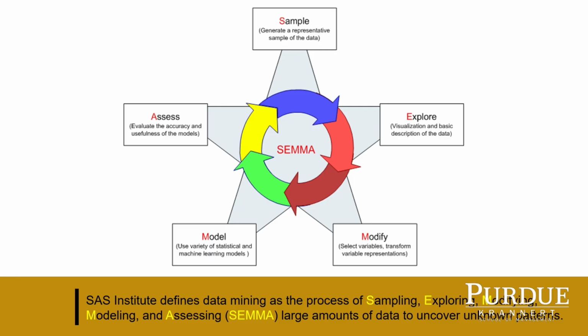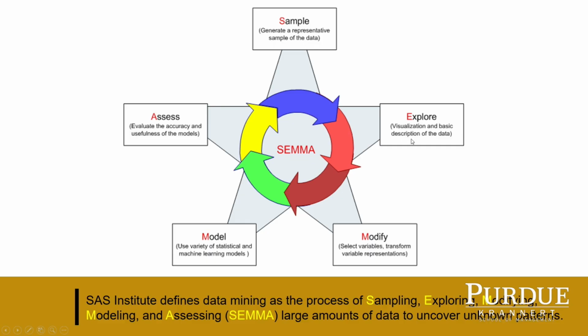Since we're using SAS Enterprise Miner, we'll first introduce what SAS Enterprise Miner is and how to use SAS EM. SAS defines data mining as a process of 5 components: sampling, exploring, modifying, modeling, and assessing. For short, that's called SEMMA, applied to large amounts of data to uncover unknown patterns. Here, sample means in case the data set is large, we generate a subset of the original data. That's called sampling.